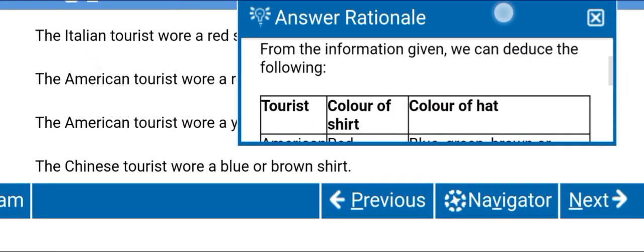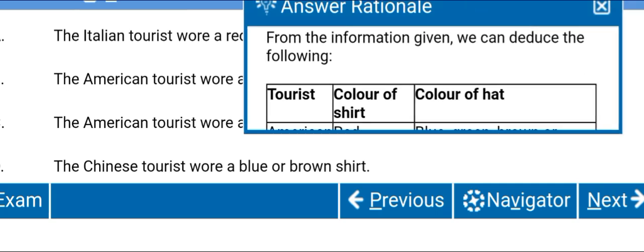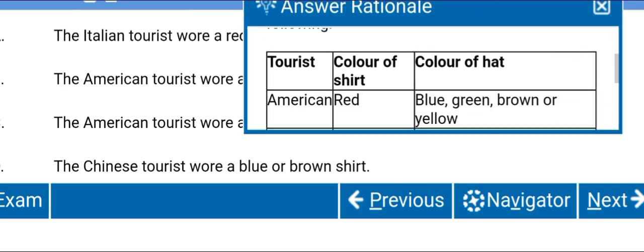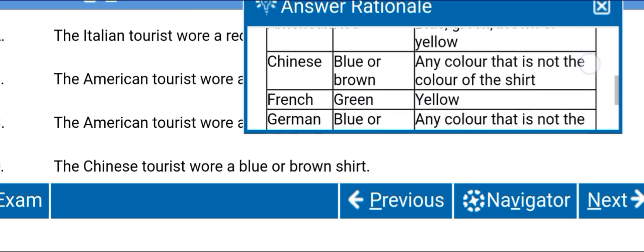From the information given, we can deduce the following information that is given in the form of tables. First we have tourist, color of shirt, and then color of hat. American having red color shirt with blue, green, brown, or yellow colors of hat. Chinese having blue or brown color shirt and any color that is not the color of the shirt.